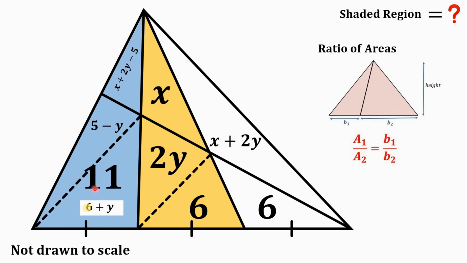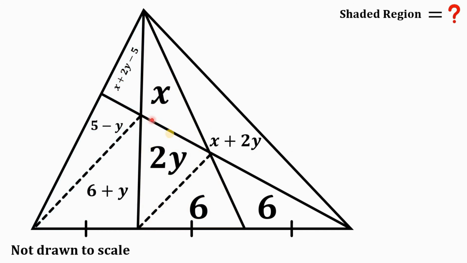So the total area of this triangle on the left side is also x plus 2y plus 6. Now, from here, let's focus on this figure. And let's call these 3 segments segment A, segment B, and segment C, because again, we will use the concept of ratio of areas.